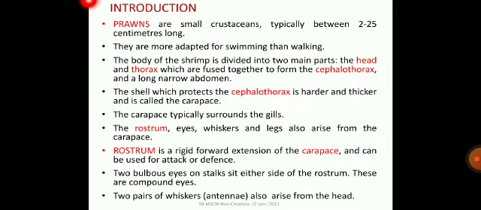Two bulb-like eyes on stalks are found on either side of the rostrum. These are compound eyes, and two pairs of whiskers, which are the antennae, are also found, which arise from the head region.